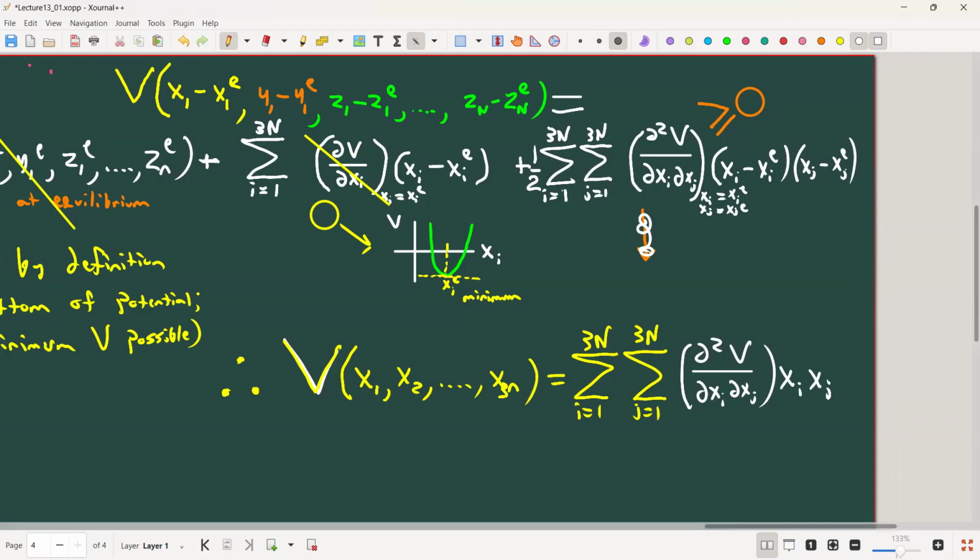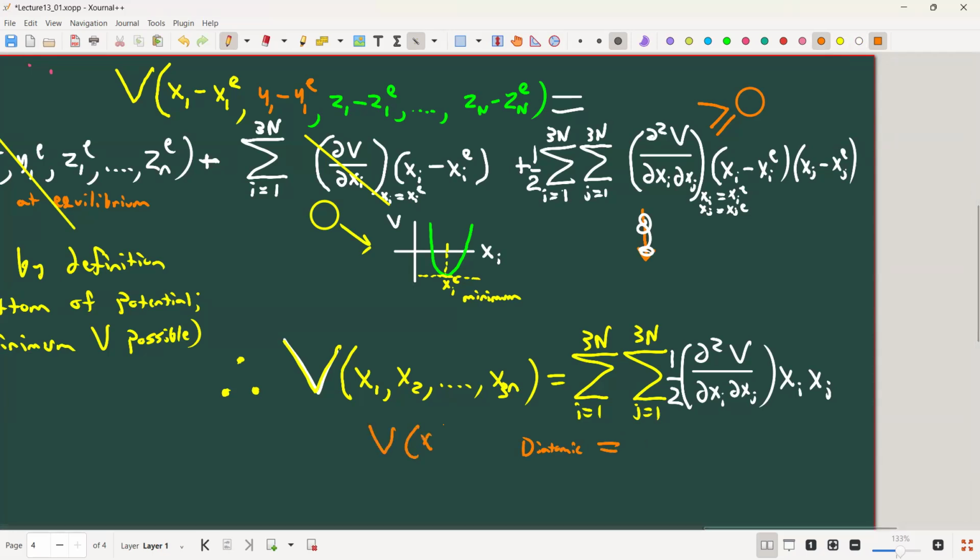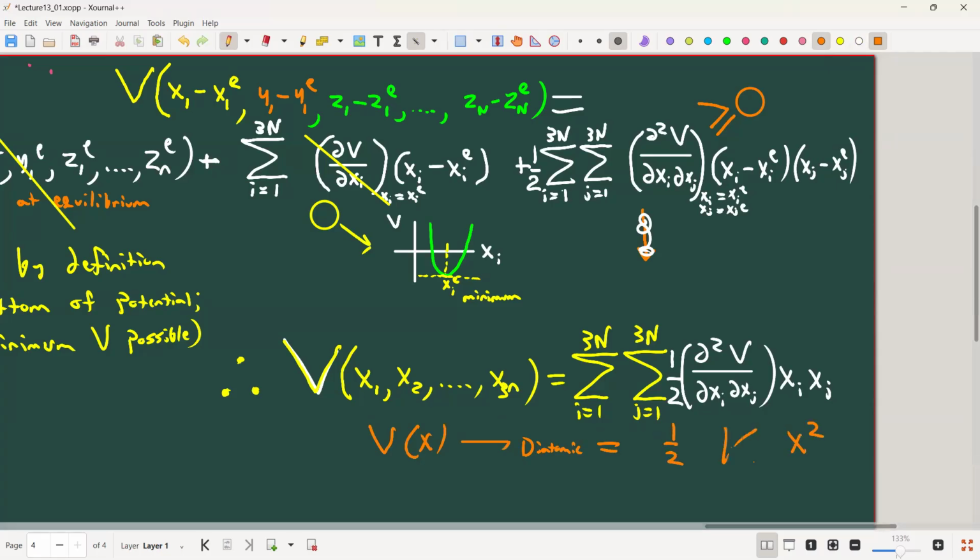What does this look like? Well, it looks like a parabola. There's a 1/2 that needs to come in here. I keep forgetting to write the 1/2. Remember for a diatomic, this potential, V of x for the diatomic, looks like 1/2 k x squared.